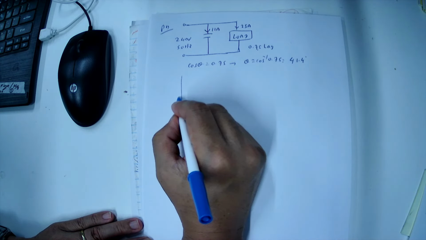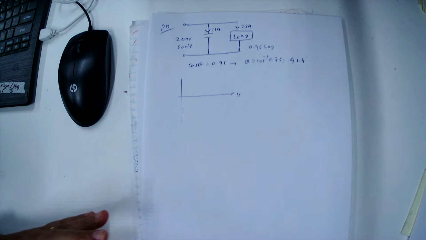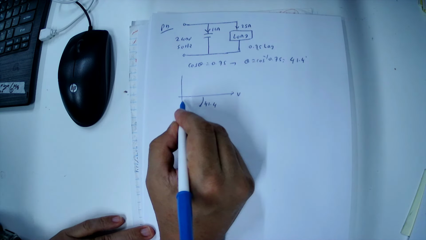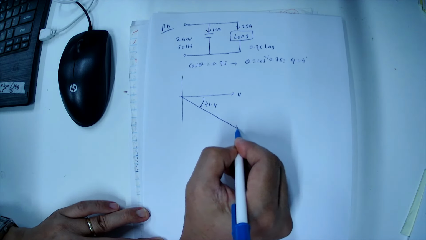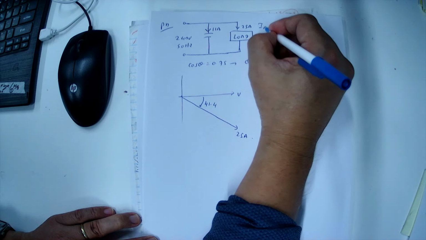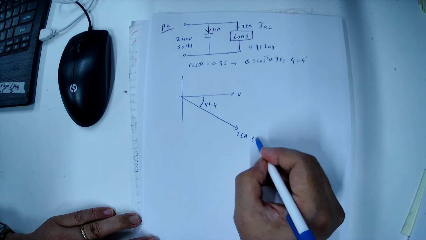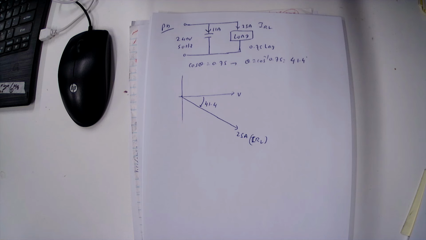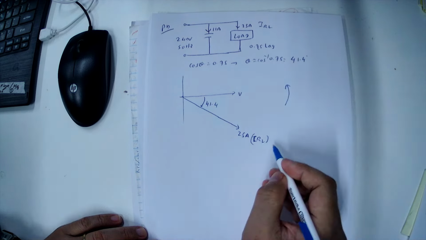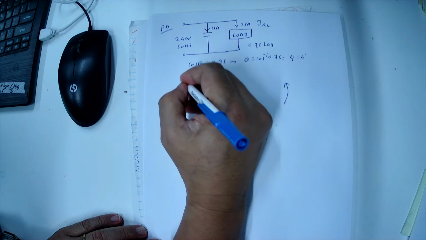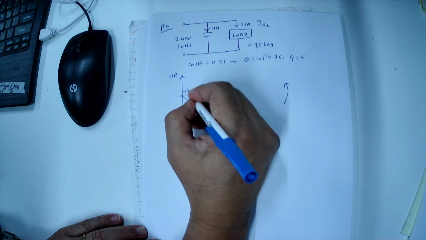Here is a parallel circuit. The voltage is the reference. We draw the current at 41.4 degrees. Then we draw the current, this is 25 MVA. So this is the inductor current, IRL, the 25 MVA. And then we also need to draw the capacitor current. The capacitor current is always leading the voltage by 90 degrees. This direction is leading, this is lagging. So the capacitor current, 11 MVA, leads the voltage by 90 degrees.